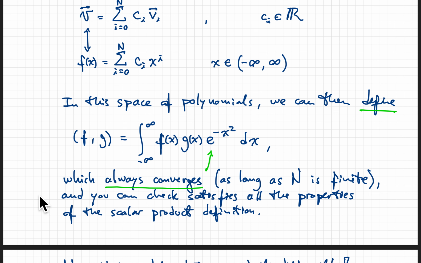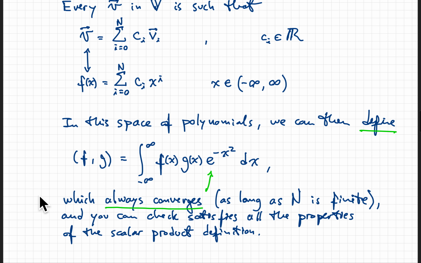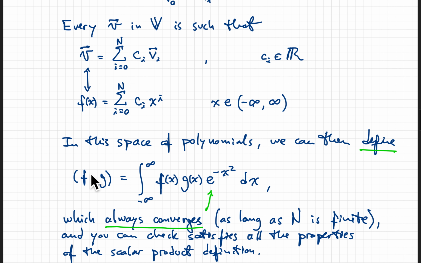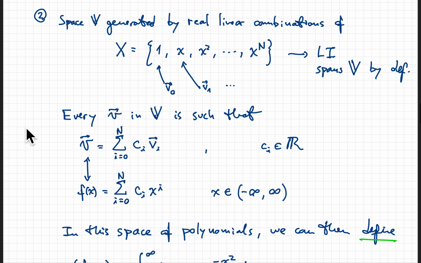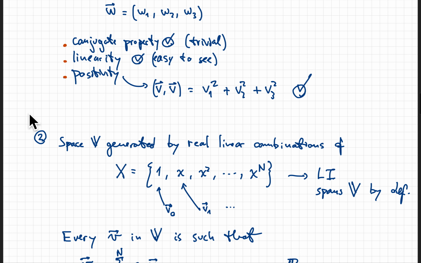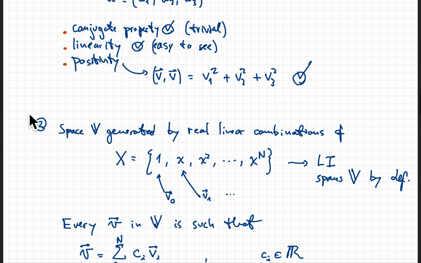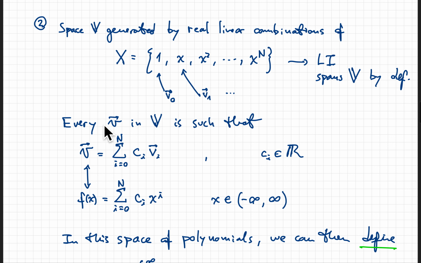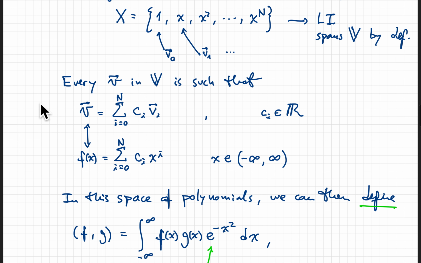And you can check that it satisfies all the properties of the scalar product definition. We can see very easily that, for example, if I do f with f, then I have f squared, which is positive. This is positive, so the integral is always positive, unless f is 0, in which case the integral is exactly 0. So we can see right away that positivity, this property we described here and before, is actually satisfied. We can see linearity, which is inherited from linearity of the integral. And conjugate property is satisfied because we're using simply real coefficients, and so everything here is real, and we don't have to worry about complex numbers.